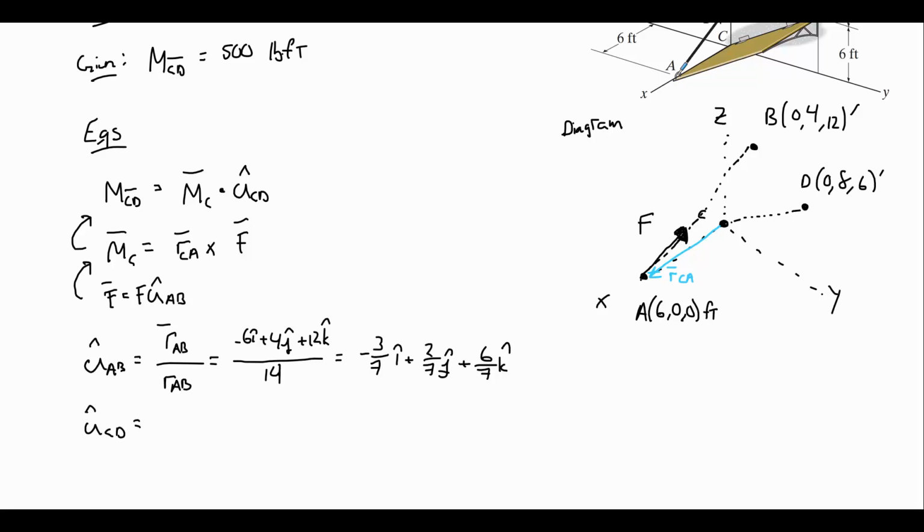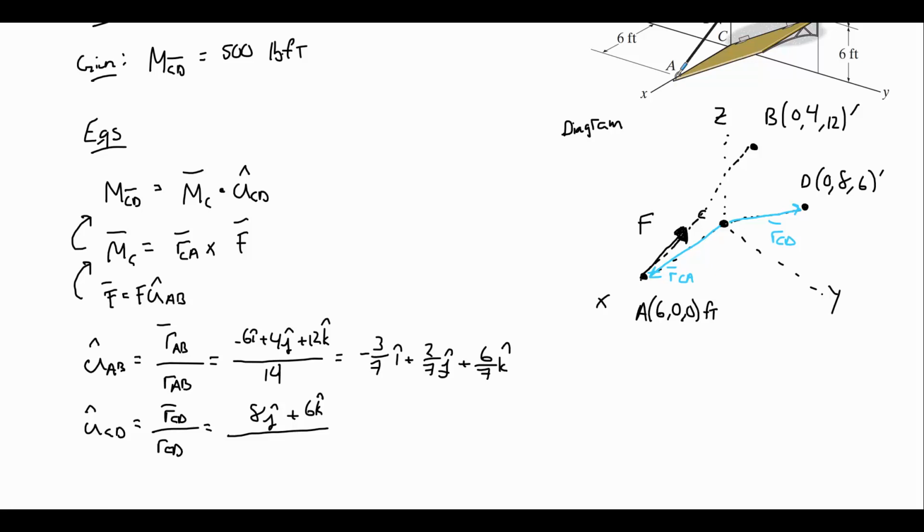All right, let's do U hat CD, which will be RCD over the magnitude of RCD. Okay, so taking point D minus point C. C is the origin here, so that's easy. 0 minus 0i, I won't even write that. 8 minus 0 is the j, and 6 minus 0 is the k. So 8j plus 6k is my RCD. And I guess I'll just illustrate that. That is this vector here, RCD.